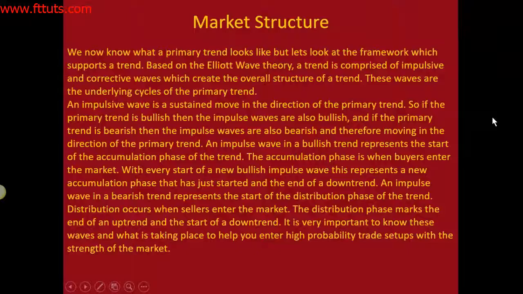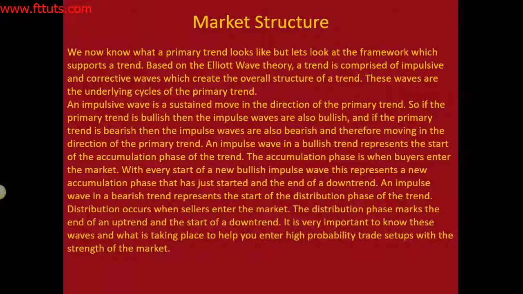All right, guys, so we now know what a primary trend looks like, but let's look at the framework which supports a trend. Based on the Elliott wave theory, a trend is comprised of impulse and corrective waves, which create the overall structure of the trend. These waves are the underlying cycles of the primary trend. An impulse wave is a sustained move in the direction of the primary trend. So if the primary trend is bullish, then the impulse waves are also bullish, and if the primary trend is bearish, then the impulse waves are also bearish, moving in the direction of the primary trend.